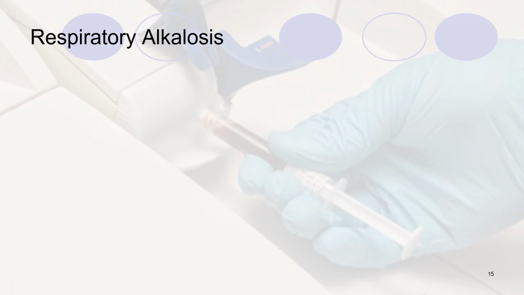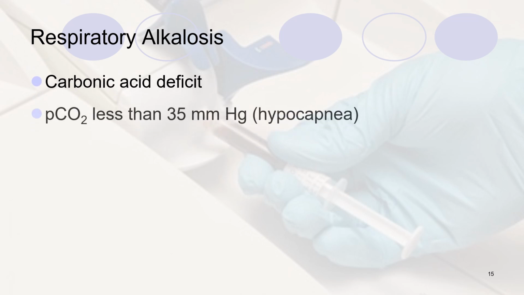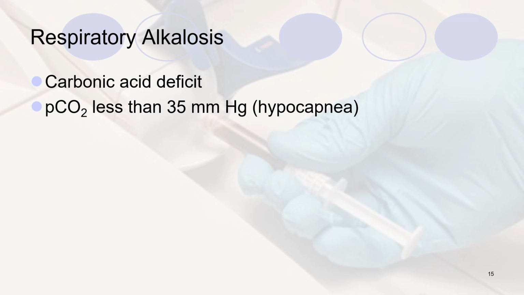The next condition is respiratory alkalosis. What is respiratory alkalosis? It is a carbonic acid deficit, with partial carbon dioxide less than 35 mmHg. As we know, the normal partial carbon dioxide level is 35 to 45. When it is more than 45, we say respiratory acidosis, the hypercapnia stage. Here, the partial carbon dioxide level is less than 35 mmHg, and that is the hypocapnic stage.